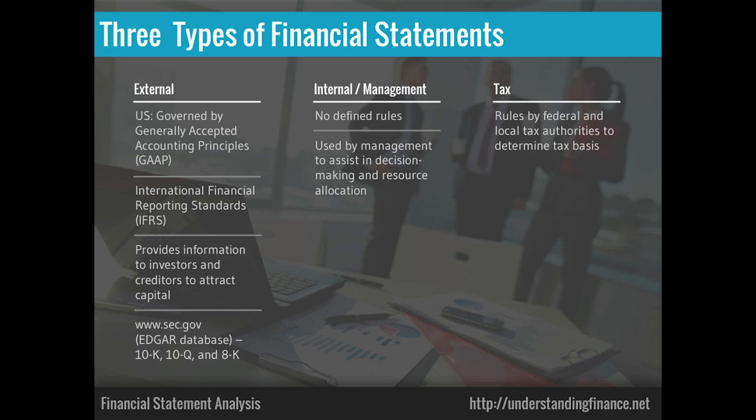In the US, a good source for information on financial statements is actually the US government, www.sec.gov, which is the Securities and Exchange Commission website. They have a database called EDGAR, and the financial statements of publicly traded companies in the US are available there electronically, free of charge, and in pretty much real time from the point that the company discloses them.